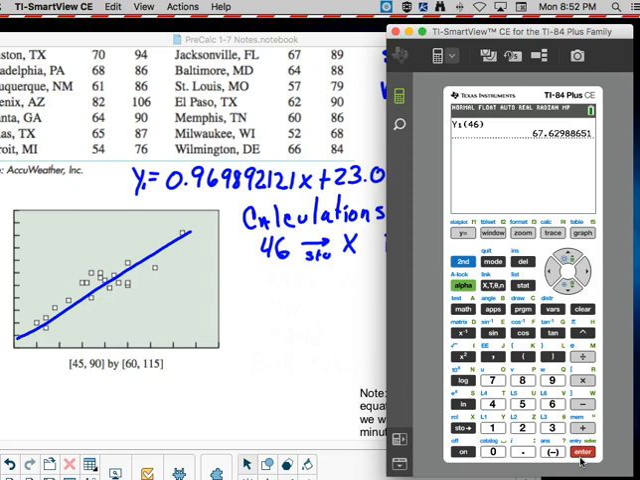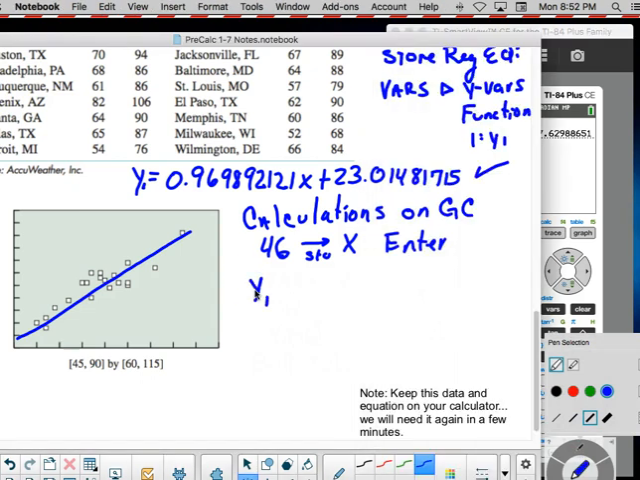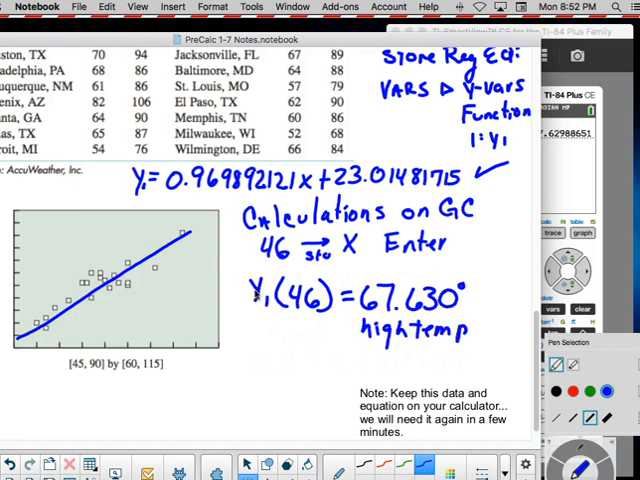And that'll return 67.62988. So the low, if I put it in Y1, 46 will equal 67.630 degrees Fahrenheit, and that'll be the high temp in Madison, Wisconsin that day, based on the information we have.